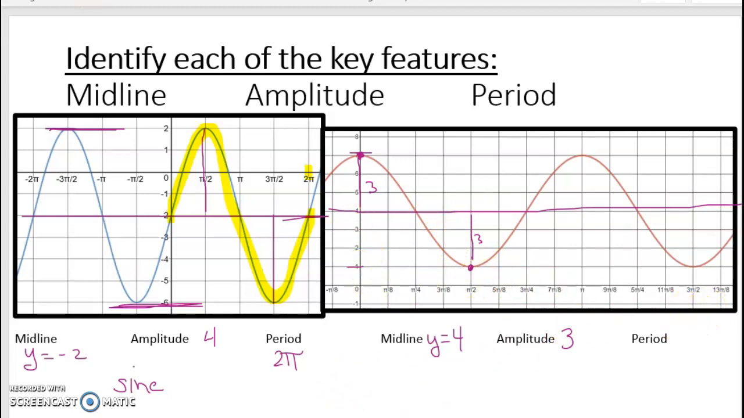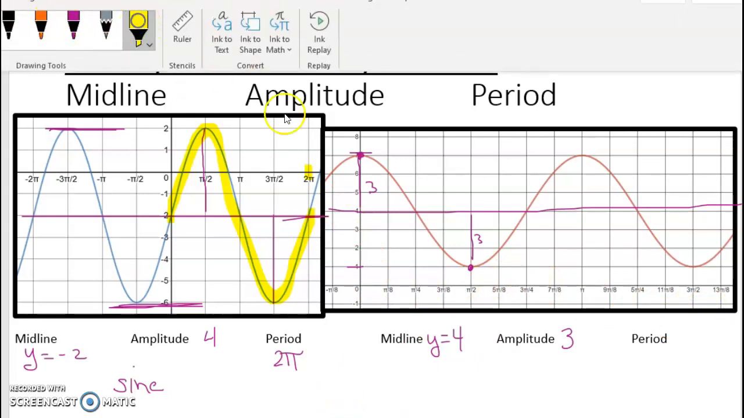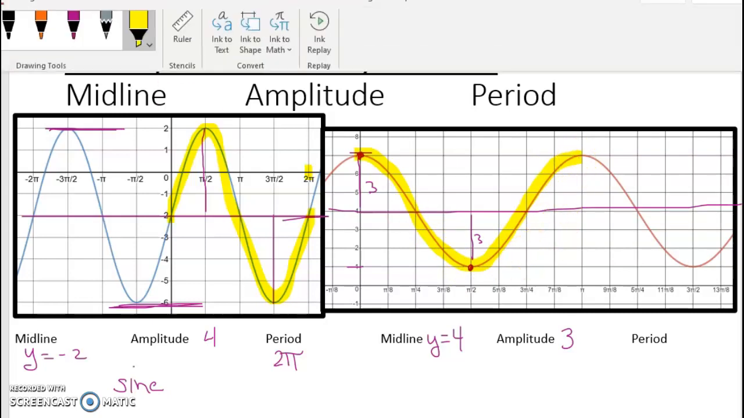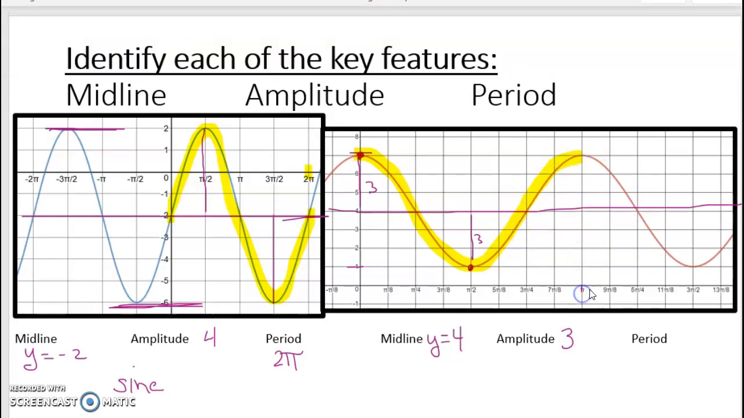My period on this one, again, I'll get my highlighter out. We start at a max. We're going down the wave to our min, and then we should end on a max. So we end on a max right there, and we look at the x-axis at that point, and that happens to be pi. So that means our period is pi.